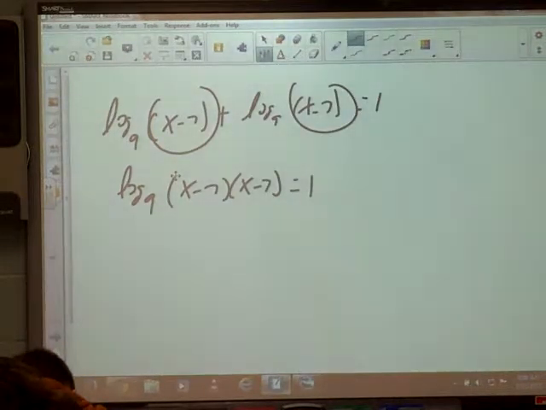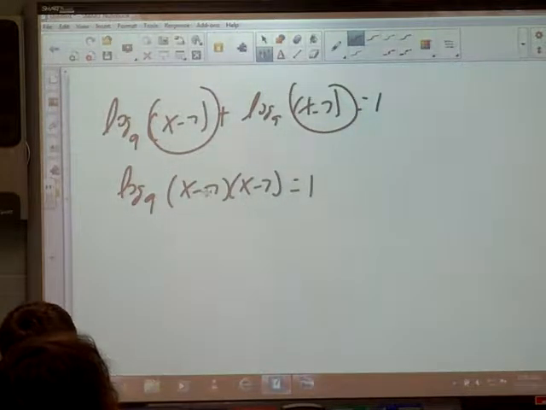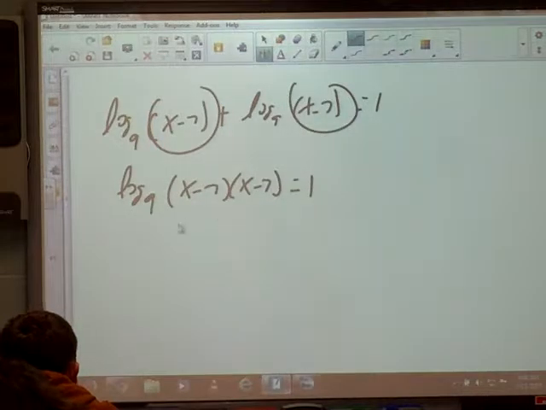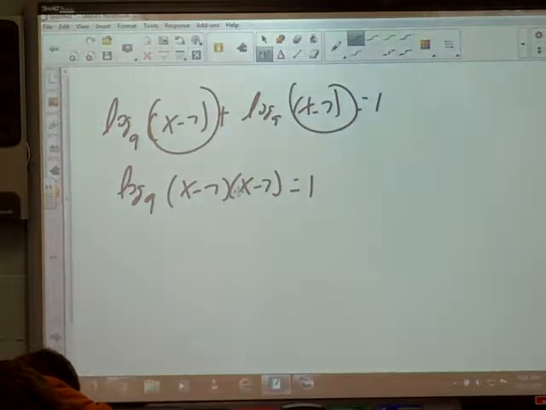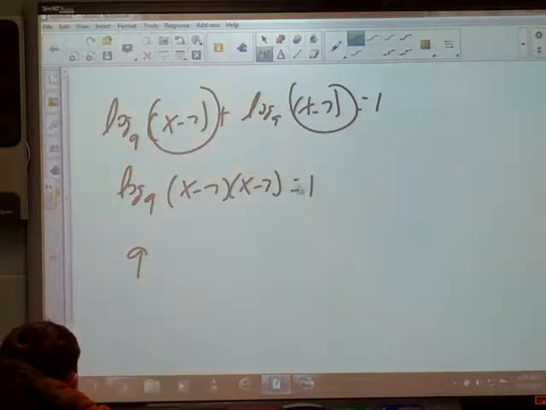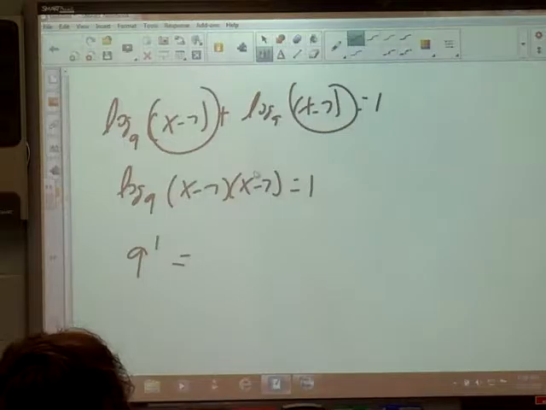Now what you have to do here, this is log form, so I'm going to rewrite it in exponential form. At some point I'm going to have to multiply that. So I'm going to go ahead and rewrite in exponential form and multiply that all at the same time. My b would be 9. My e would be 1. Now I'm going to multiply that.